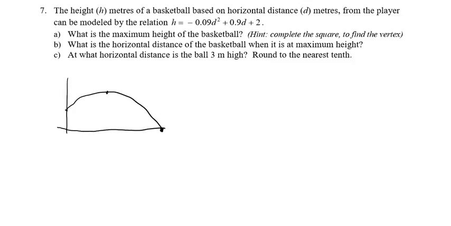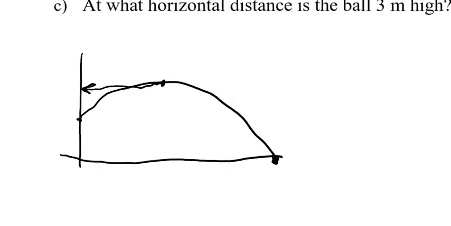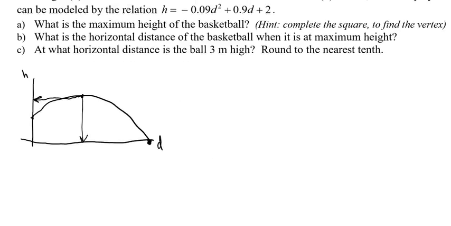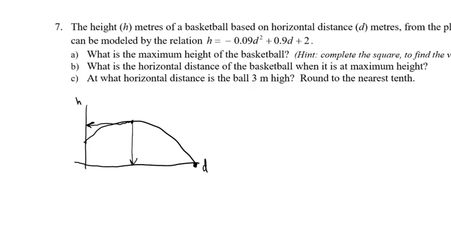What is the horizontal distance of the basketball when it reaches its maximum height? So the maximum height is going to be the value on that axis, which is h. This axis is horizontal distance. So the horizontal distance when it reaches its maximum height, you would read off of the horizontal axis, or when you've completed the square, you've got that value found algebraically. So that's how you would do questions A and B.